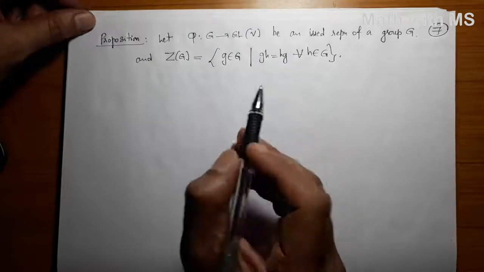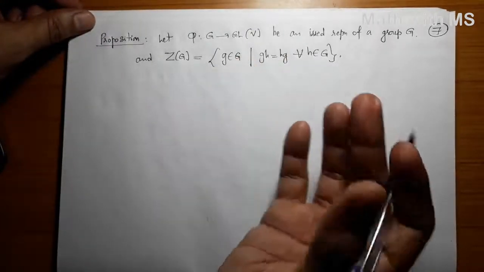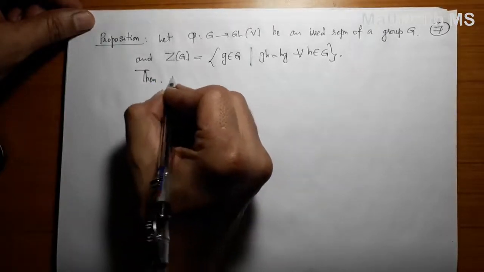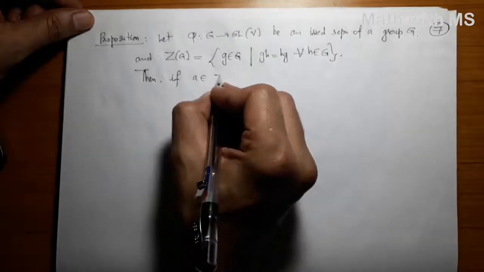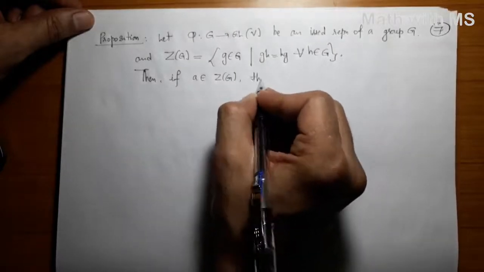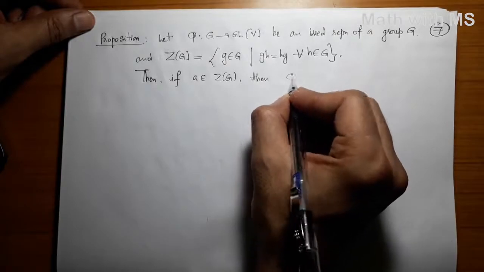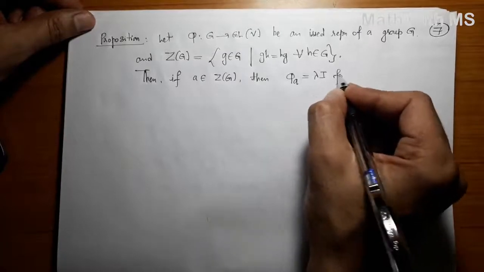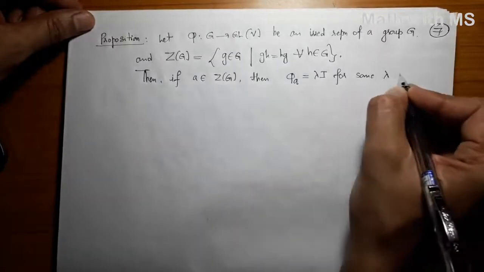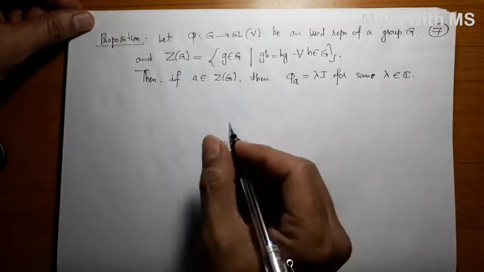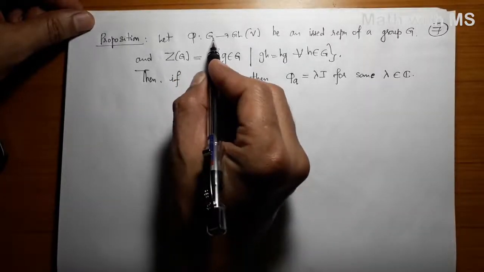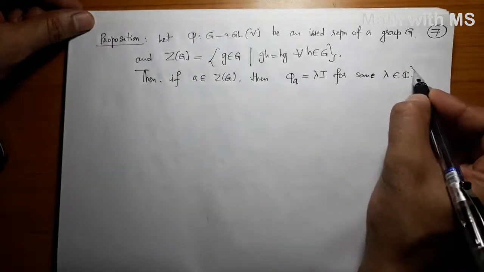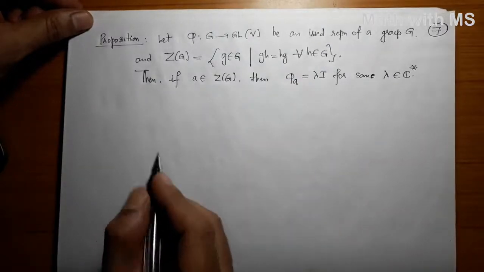Then this proposition tells you how an irreducible representation behaves on the center elements. Then if a belongs to the center of the group G, what is phi sub a? It turns out that phi sub a is just lambda times identity for some lambda belonging to C. But note that phi is a representation, so each element of the group G under phi is actually an invertible linear transformation, so actually you should definitely land here in C star. So what is the proof?